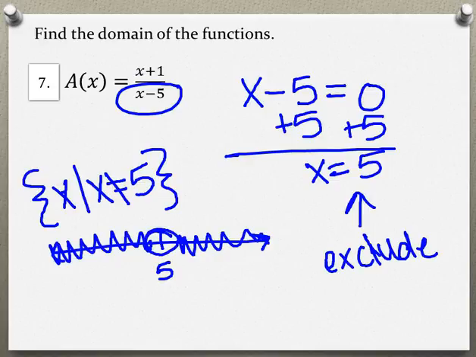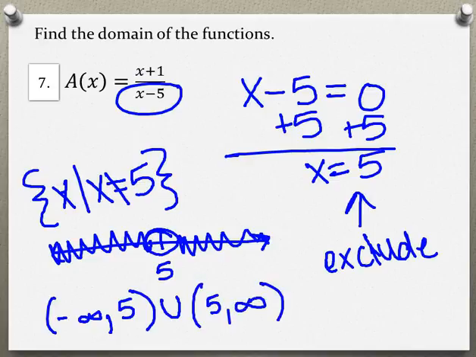So if we wrote that in interval notation, we could say it would be from negative infinity all the way to 5 with parentheses, and 5 all the way to infinity. So those are two different ways we can write our answer.